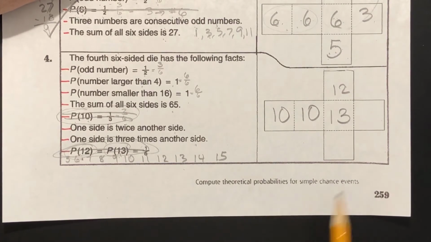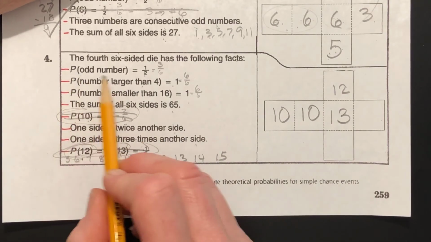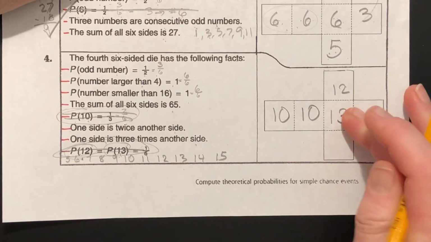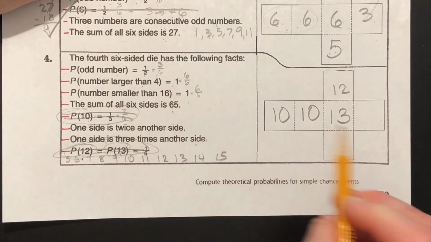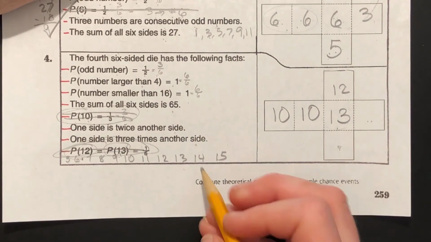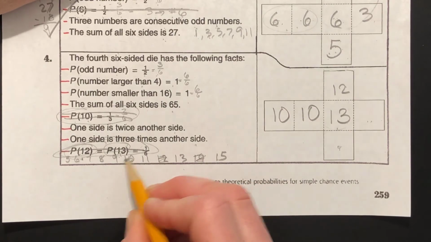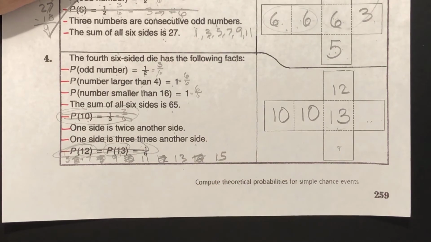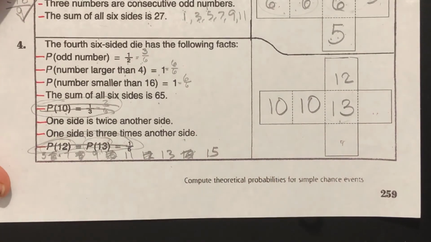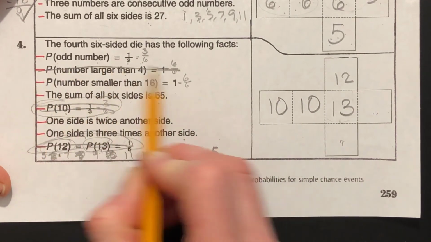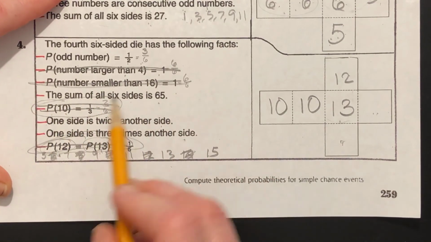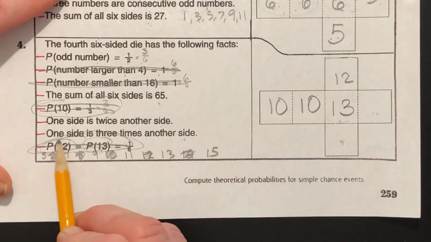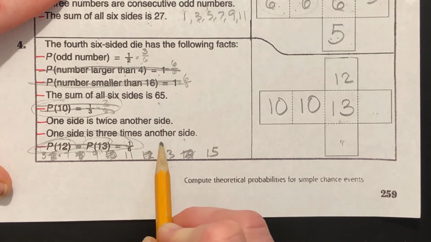So now let's think back to what we have. The probability of landing on an odd number is 3/6. I have one odd number, 3/6. So that's one. So I need 2 more odd numbers. I'm going to get rid of all the even numbers because I don't need any more even numbers. Larger than, okay, I've already accounted for these 2. The sum of all sides is 65. One side is twice another side, one side is 3 times another side.